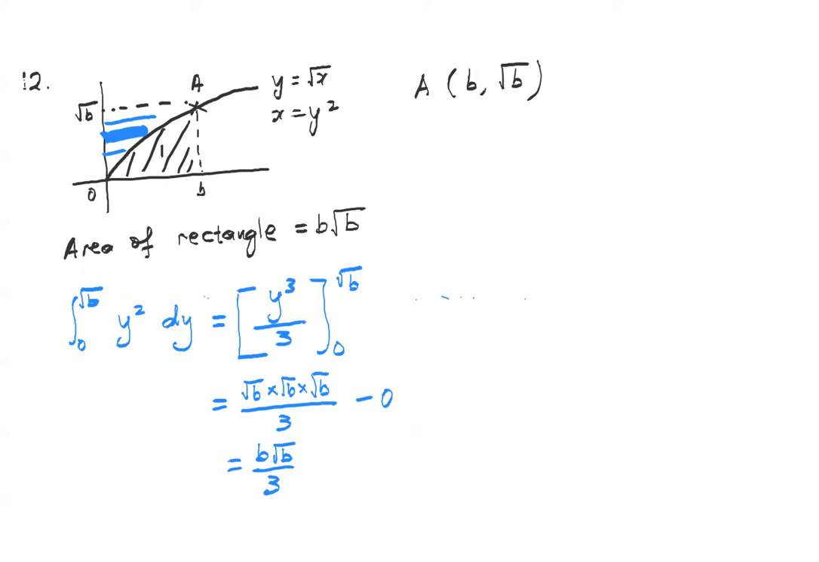Now the question said that the area of the black region is 1 unit, correct? So that means b root b minus b root b over 3 should give me 1. So now can you find b easily now? That's it. If you want to do the integration also can. I'm just telling you there's another way of doing it. So 1 b root b minus 1/3 b root b, you got how many b root b?